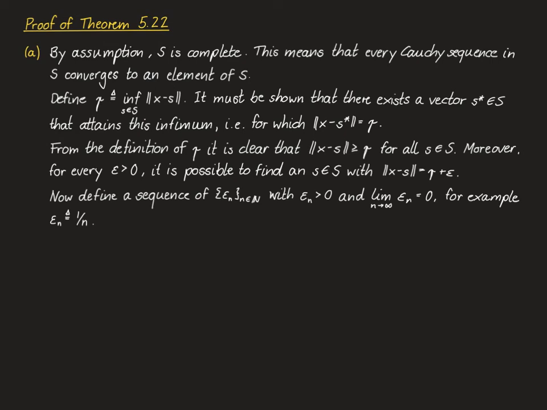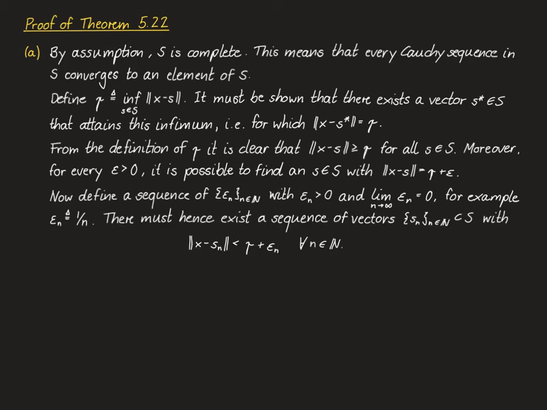Now define a sequence of epsilon n, with epsilon n being positive real numbers and the limit of epsilon n going to 0 as n goes to infinity. So for example, we can just take epsilon n equal to 1 over n. Based on the previous statement, there must hence exist a sequence of vectors Sn in the subspace S with the property that the norm of x minus Sn is less than gamma plus epsilon n for all n in the natural numbers.